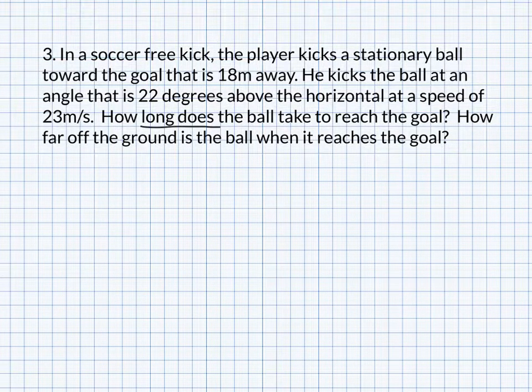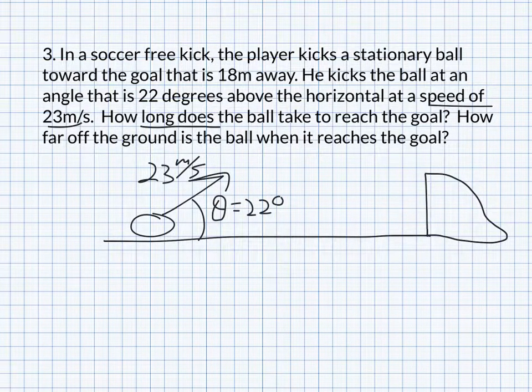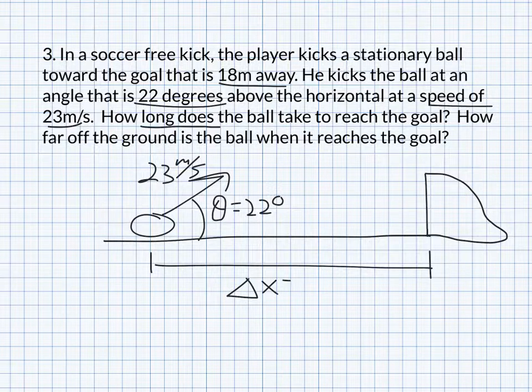So let's draw this. We've got the goal over here on the ground, and the free kick. I'm going to label it with the givens. We have 23 meters per second as the speed it is launched at, and 22 degrees is the angle, so theta is 22 degrees. It's 18 meters away from the goal, which looks like a horizontal distance, so delta x is 18 meters.